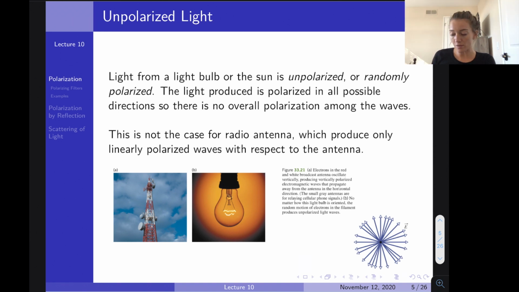Now, this is different when you have some kind of antenna, or typically when you want to send out electromagnetic waves, they'll be polarized in a specific direction. When you have a radio tower, the waves are vertically polarized in the same direction as the antenna, so the waves will all be coming out sort of along that same axis as the antenna itself. So those are polarized in a specific direction and vertically polarized.